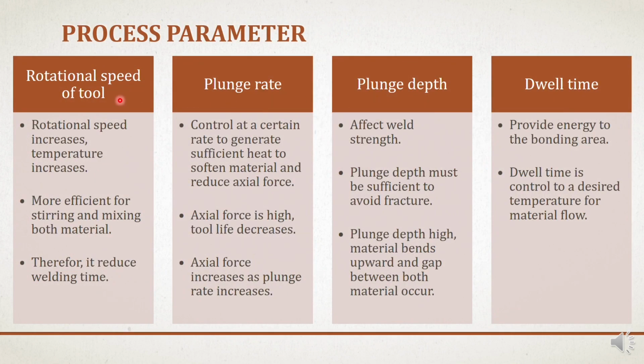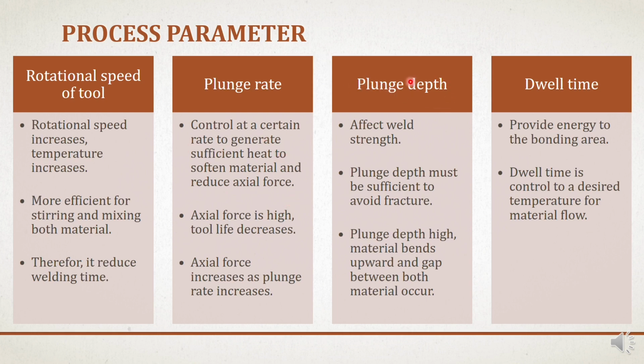The process parameters are, first, the rotating speed of the tool. As the rotational speed increases, the temperature also increases, so it is more efficient for stirring and mixing both materials. Therefore, it reduces the welding time. The next one is plunge rate. The plunge rate is controlled at a certain rate to generate sufficient heat to soften the material and also reduce the axial force. The reduction of axial force is important because if the axial force is too high, tool life decreases. So we have to control it at a certain rate.